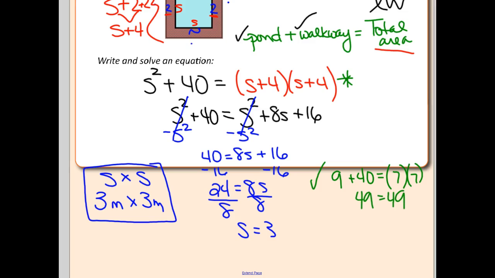Okay, so 3 different scenarios using area. You may start your homework. Good luck.